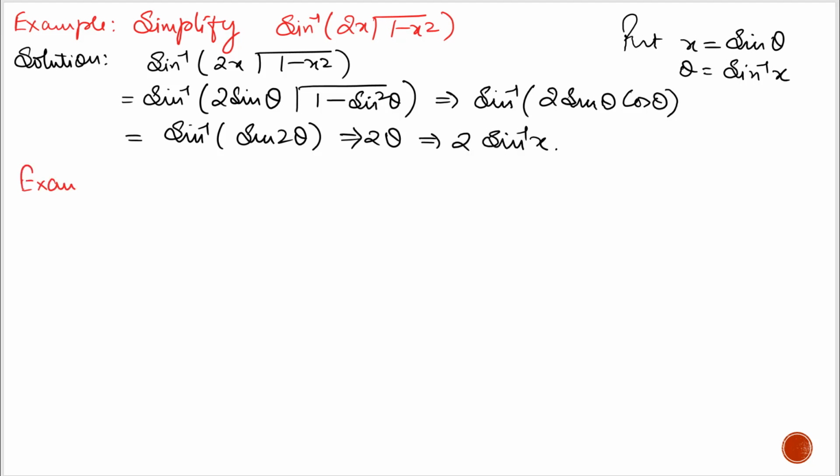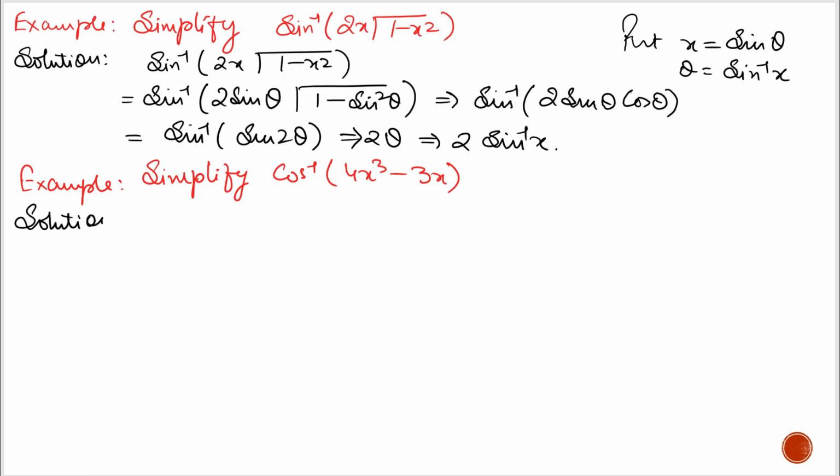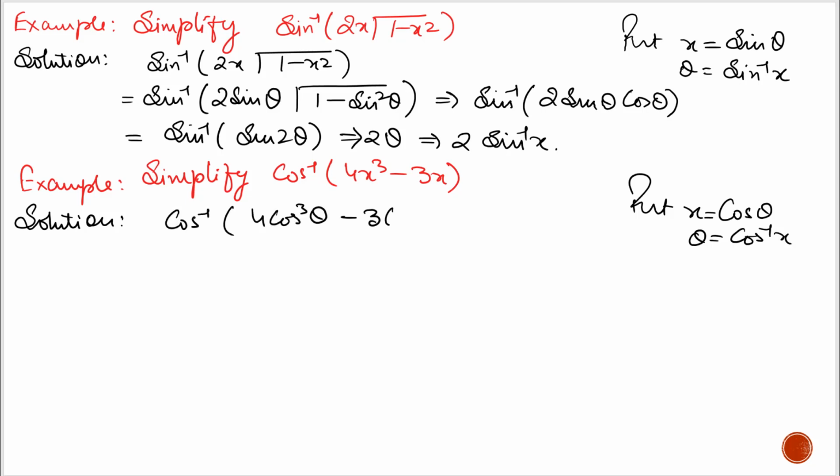Next example. Simplify cos inverse of 4x cube minus 3x. Replace x by cos theta, and theta equals cos inverse x. So cos inverse of 4 cos cube theta minus 3 cos theta. This is the formula of cos 3 theta. So cos inverse cos 3 theta equals 3 theta. The 3 stays as it is, and replace theta by cos inverse x.